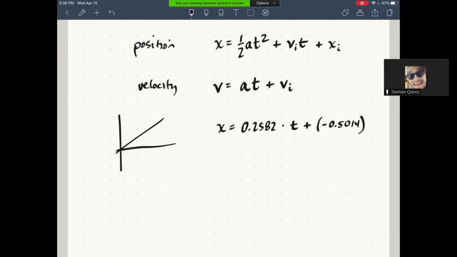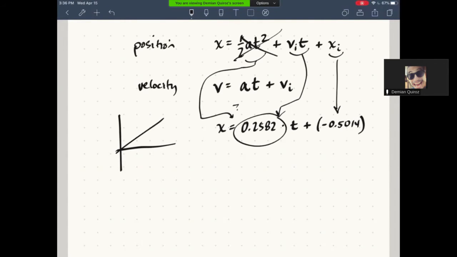Well, if I look at my format here, this is a number all by itself. This has no component. Wait, oh yeah, wait a minute. If A is 0, that goes away. Okay, my initial velocity is the same velocity the whole time. It's 0.2582. What units? Well, this was meters and this was seconds, right? Time in seconds and position in meters. So that means this is 0.2582 meters per second. That's my initial velocity.